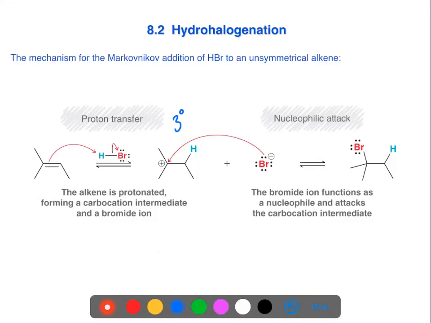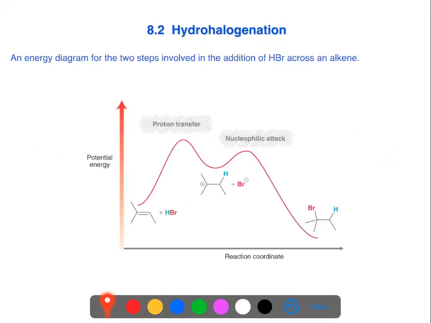So we form a tertiary carbocation as an intermediate, and the second step is nucleophilic attack by the bromide. The bromide is going to form a new bromine-carbon bond to give you your final alkyl halide. And we can look at that mechanism using an energy diagram.